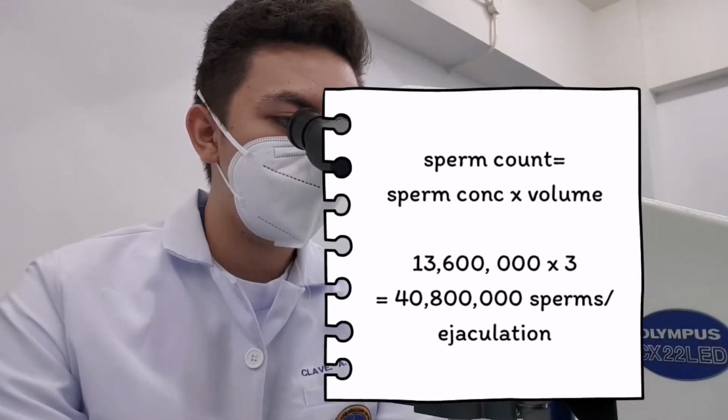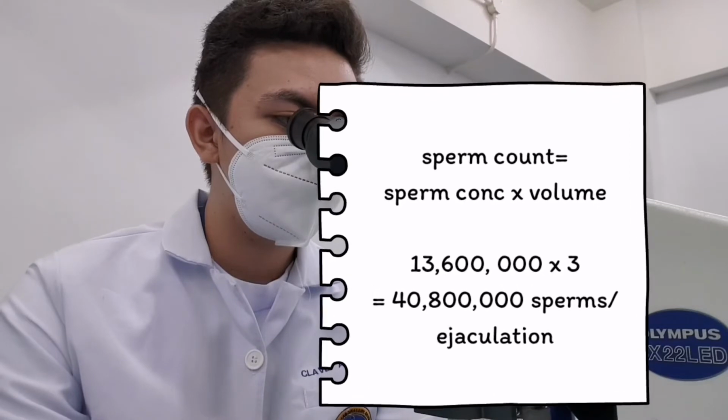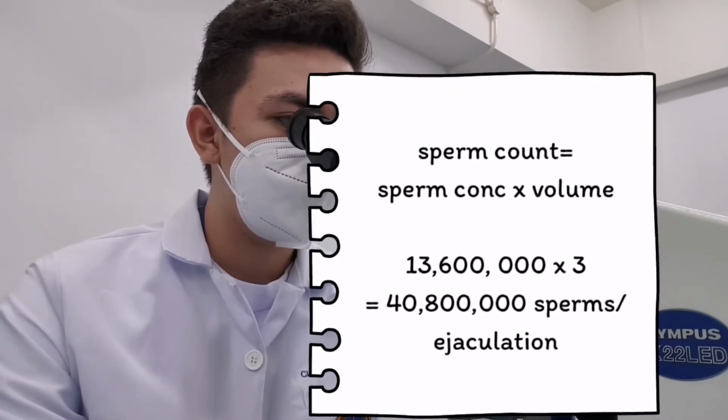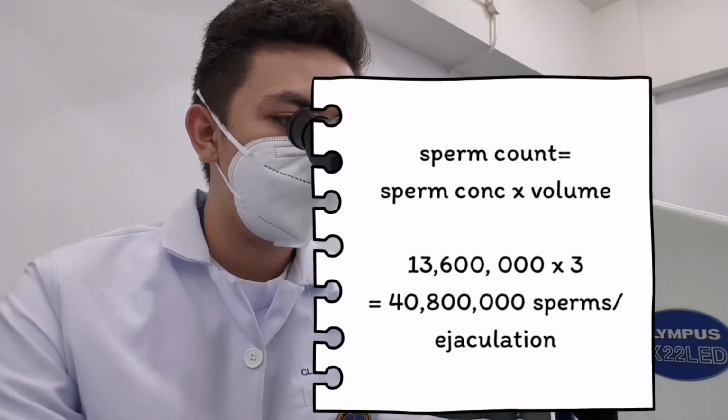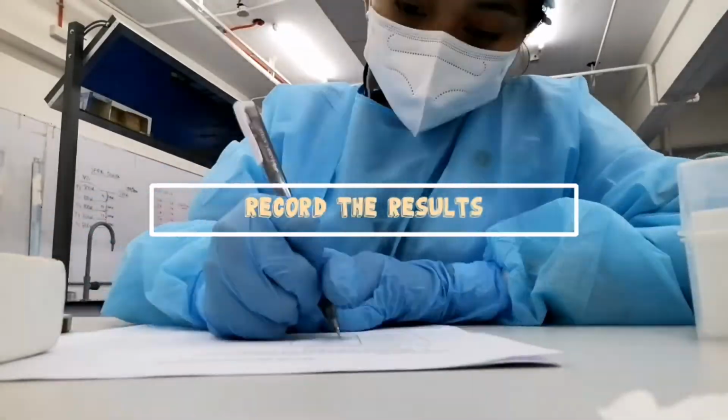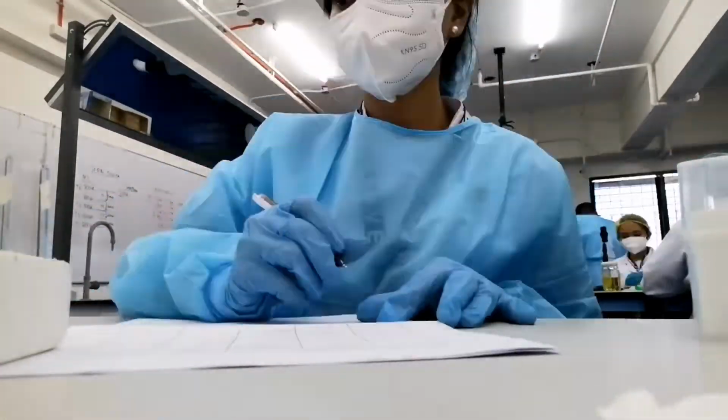Lastly, for sperm count, you just have to use the formula of sperm concentration multiplied by volume using the unit of sperms per ejaculation. Do not forget to record the results.